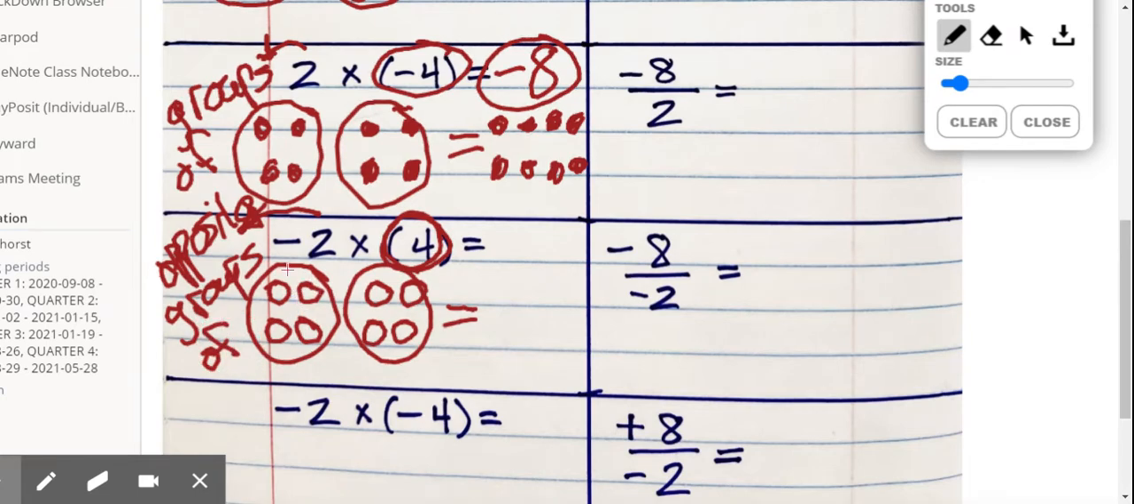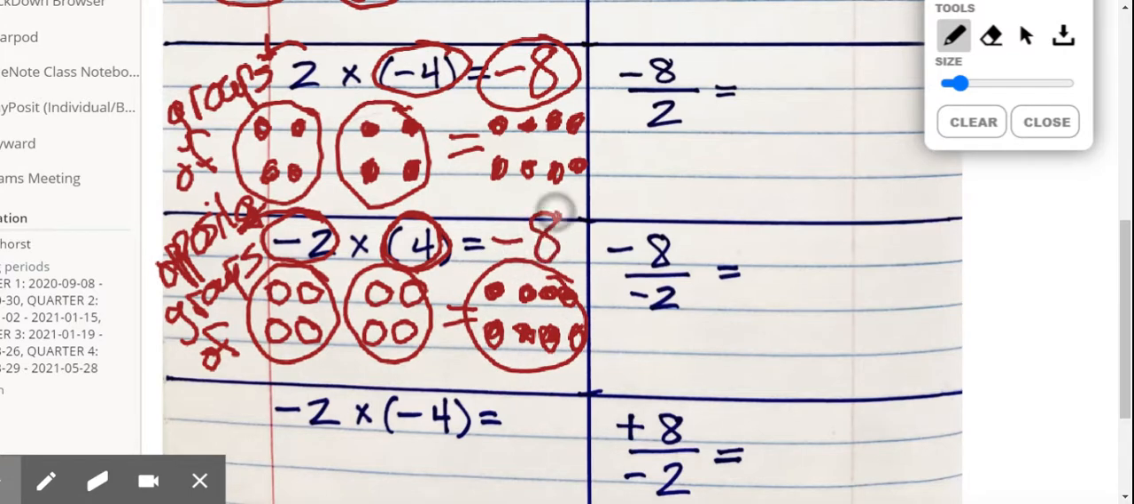And what's the opposite of 8 negatives? Or I said that wrong. What's the opposite of 8 positives? 8 negatives. So we're going to make these opposite groups because this is a negative over here. And so that's going to give us -8.